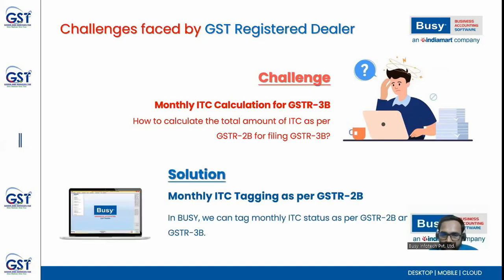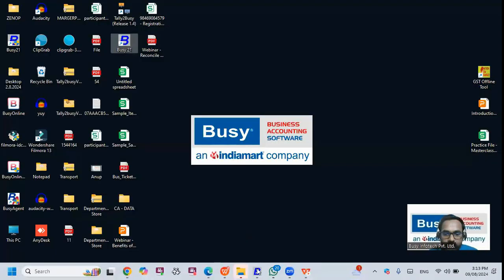Now we have the solution in Busy, that is monthly ITC tagging as per GSTR 2B. In Busy you can tag the monthly ITC status of your invoices. As per the GSTR 2B data that you downloaded from the GST department portal, along with that data you can easily reconcile it and update the status of ITC. So let me show you how things will work in Busy.